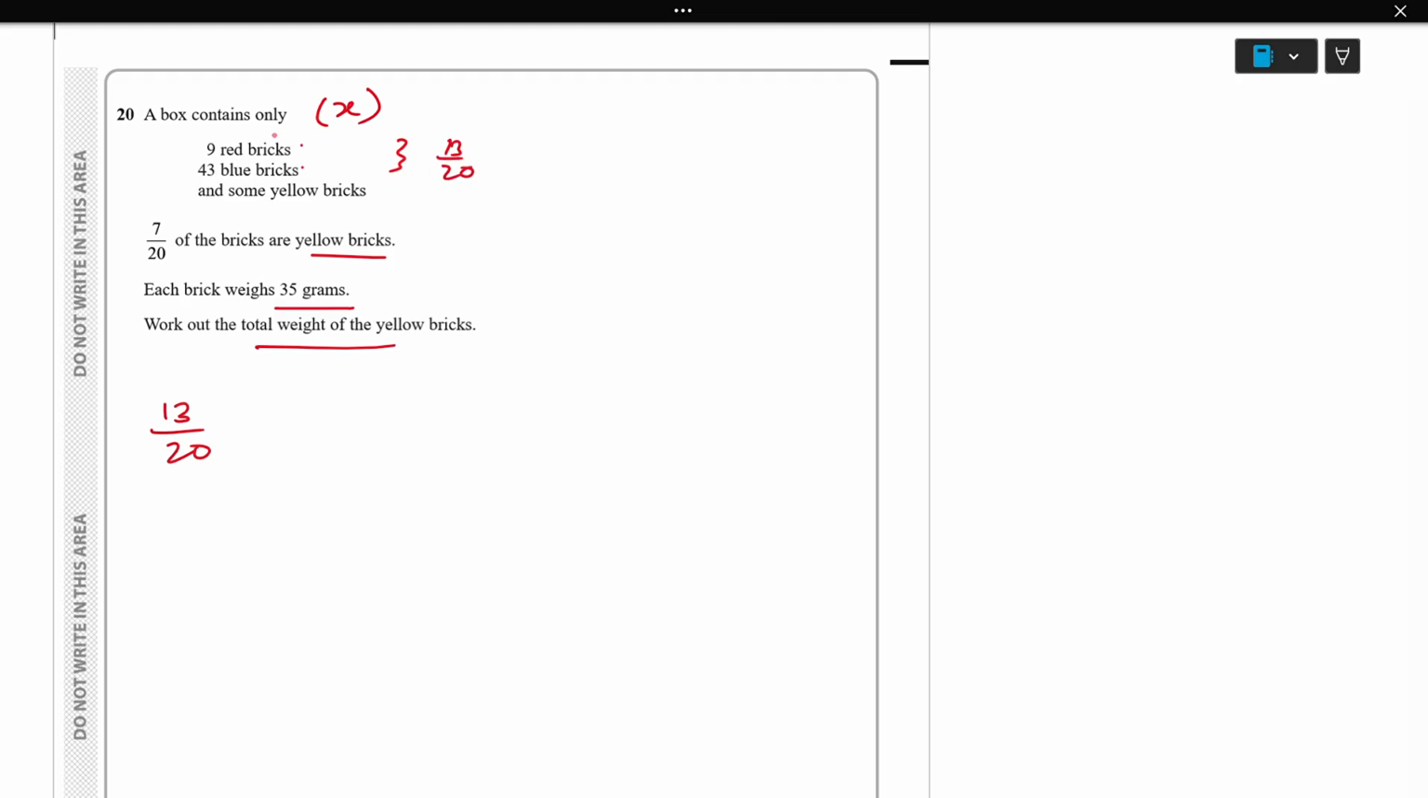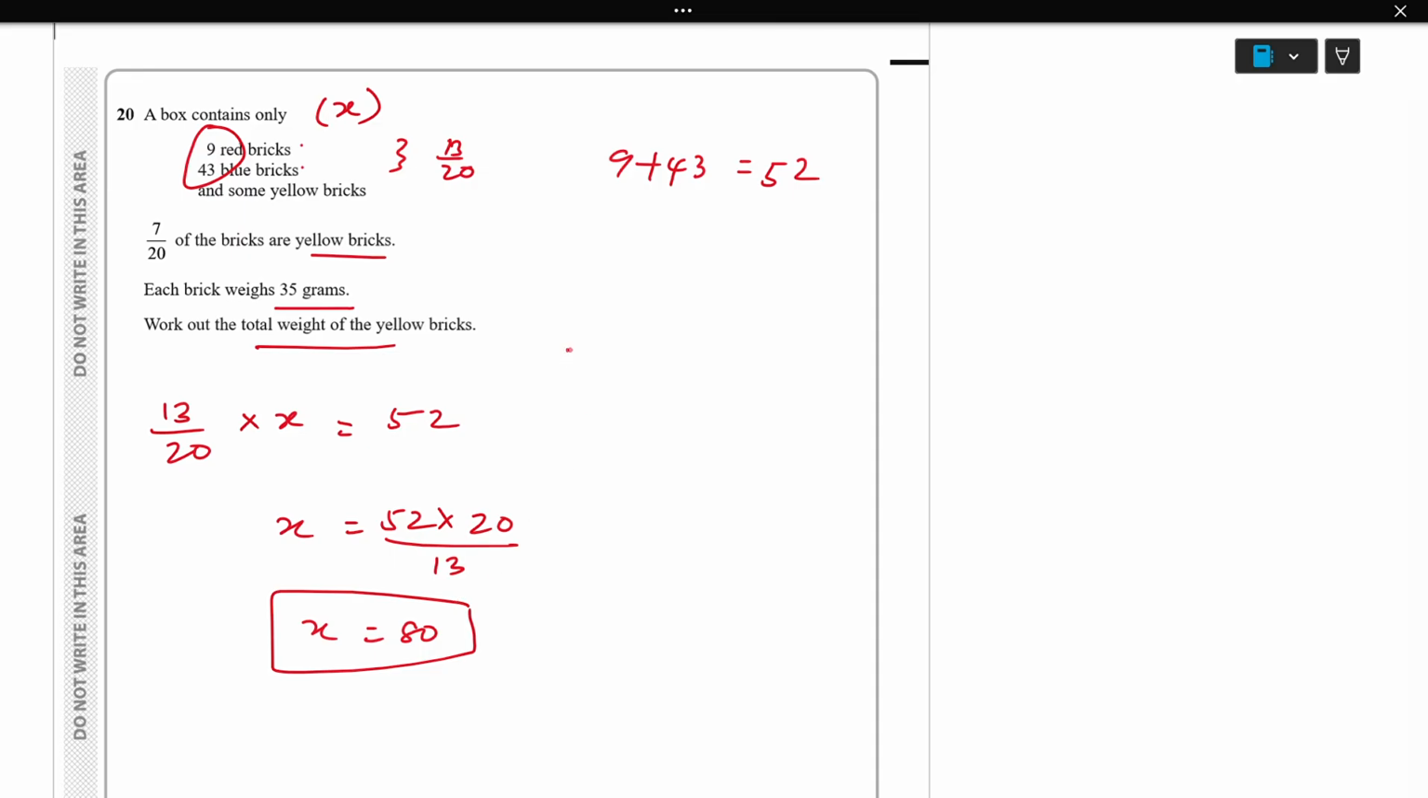So already we know 13 by 20 is how many, which is 9 plus 43, which is 52. So 13 by 20 of the total number of bricks equals 52. So the total number of bricks equals 52 times 20, because I multiply by 20 on both sides, then divide by 13 on both sides. So that is 80. So total is 80 bricks. Now we need to calculate how many yellow bricks. Yellow bricks is 7 by 20 of 80, which is going to be 28.